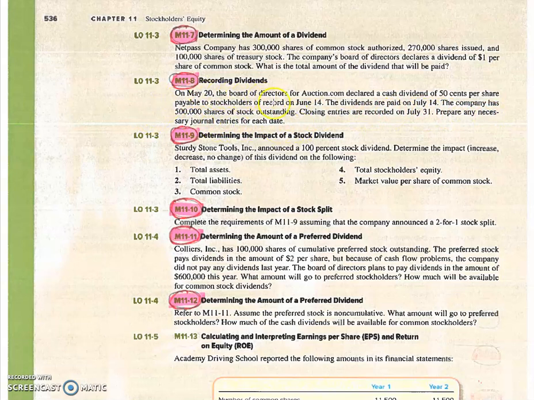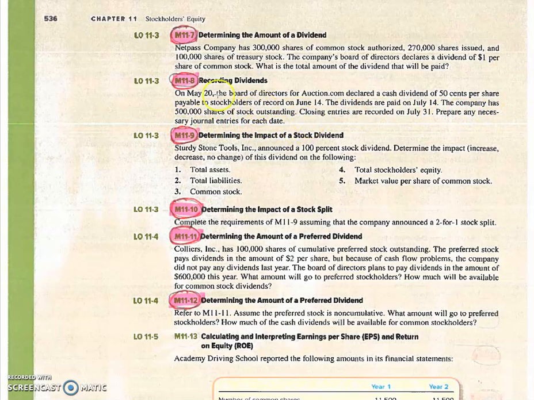So on May 20th, the board of directors for auction.com declared a cash dividend of 50 cents per share payable to stockholders of record on June 14th. The dividends were paid on July 14th. The company has 500,000 shares of stock outstanding. Closing entries are recorded on July 31st. Prepare all necessary entries for each date.